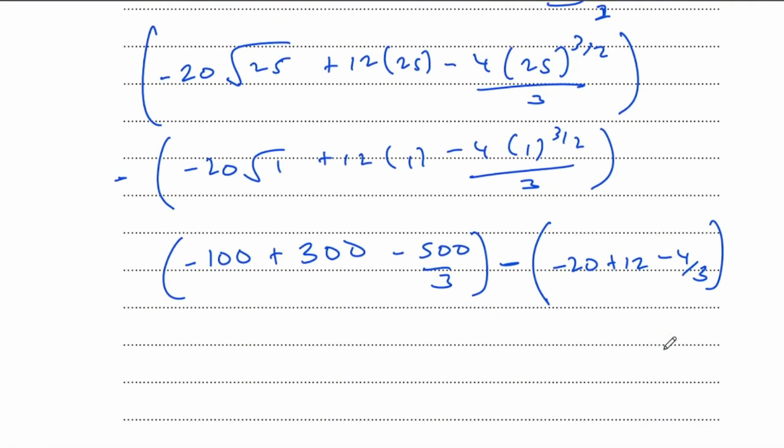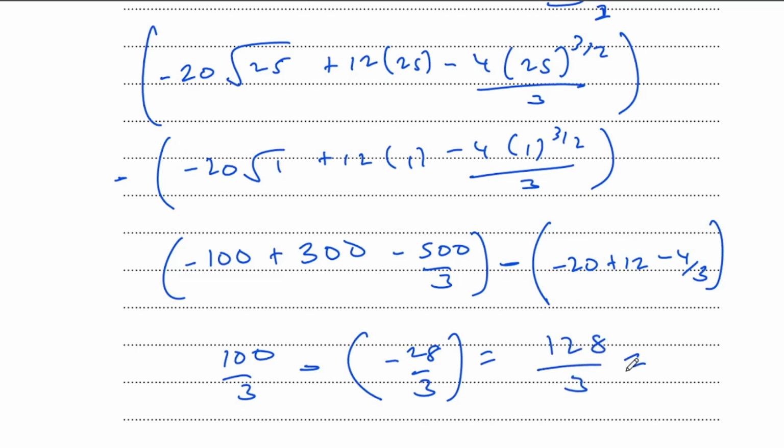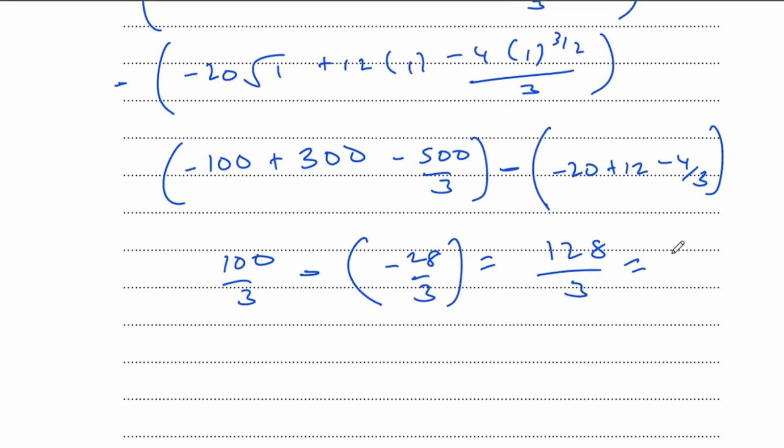And so this is going to give us negative 100 plus 300 minus 500 over 3. This is going to be 100 over 3 subtracted by negative 20 plus 12 minus 4 over 3, minus negative 28 over 3. And if you put them together, this is going to become 100 minus minus, so plus 28 over 3, so 128 over 3, which is just going to be our area under the graph, 128 over 3. Okay, and that's going to be it.